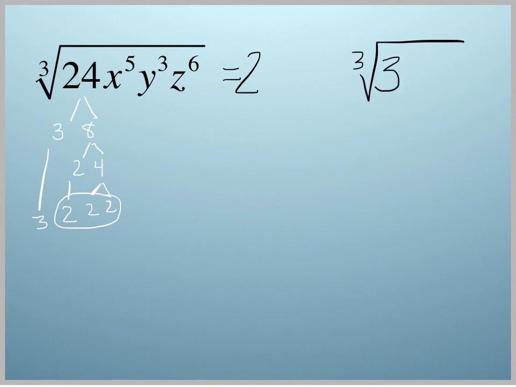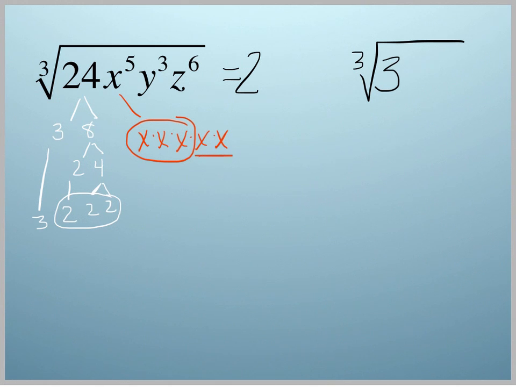Now let's take a look at our variables. So my x's. I have 5 x's. So again, we're looking for a group of 3. So I have one group of 3, and then I have 2 left over.